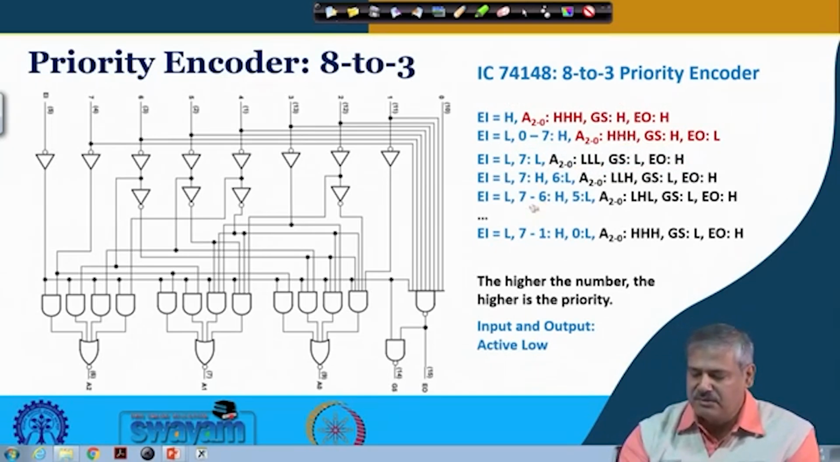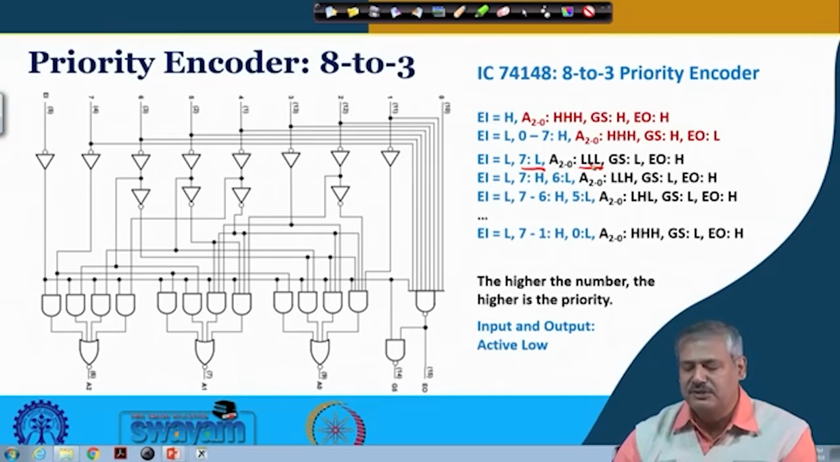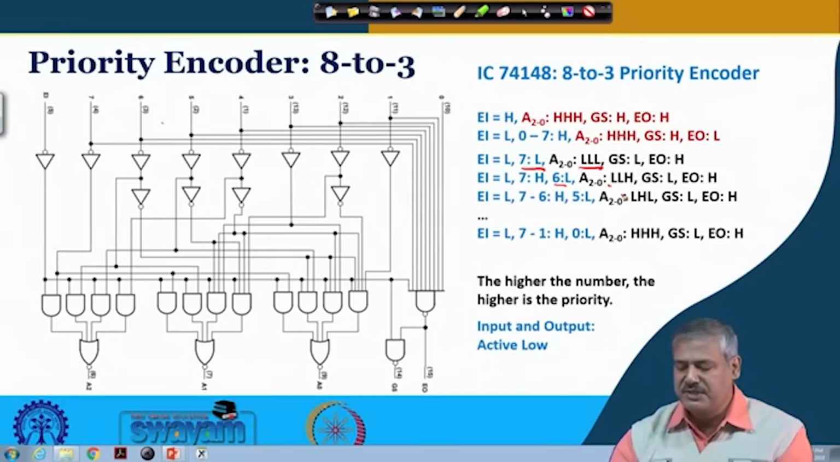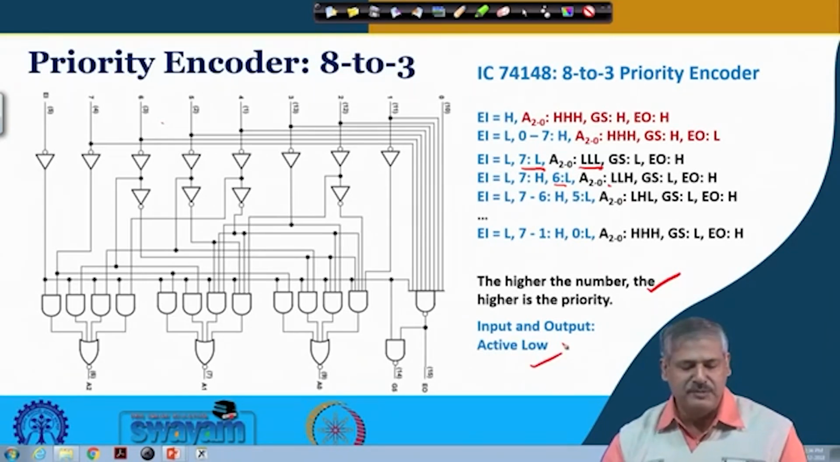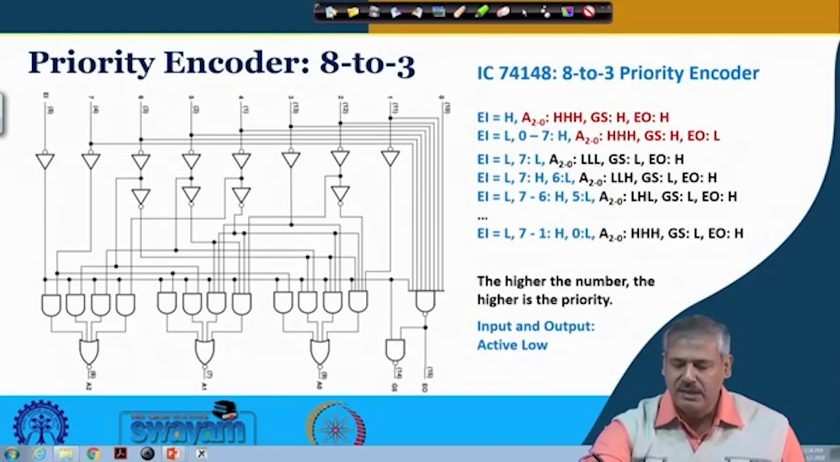So, if 7 is low, output is LLL, low low low, 0 0 0. If 6 is low, then the output will be low low high, okay, because it is active low, so this is considered as active. This is the way it will go on, and here also the higher the number, the higher is the priority, and input and output we have seen to be active low.